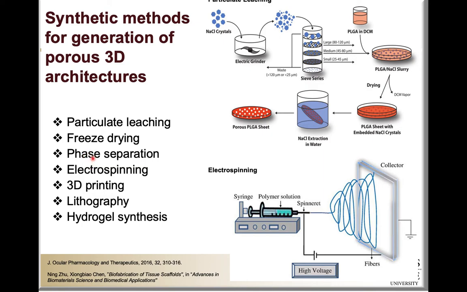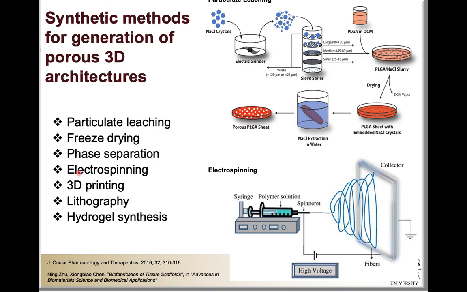The next method is phase separation, where you would basically utilize a non-solvent to generate droplets within your polymer, and then you could remove that non-solvent to leave pores behind.